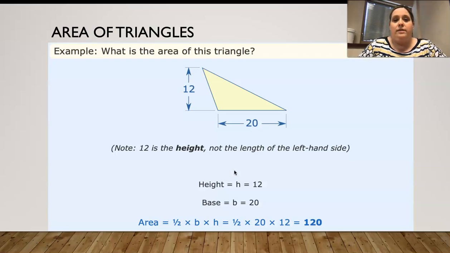So what is the area of this triangle? Note 12 is the height, not the length of the left-hand side. So this is not the length from here to here. This is actually the height distance, which is different. So the height is 12. Another thing I want you to notice here, they do not give us units, which they should in this example. But the height is 12 and the base is 20. So when you plug that into the formula, you get 120. We don't know what the units are, but if we did have units here, it would say units squared, because it's a square area, okay?